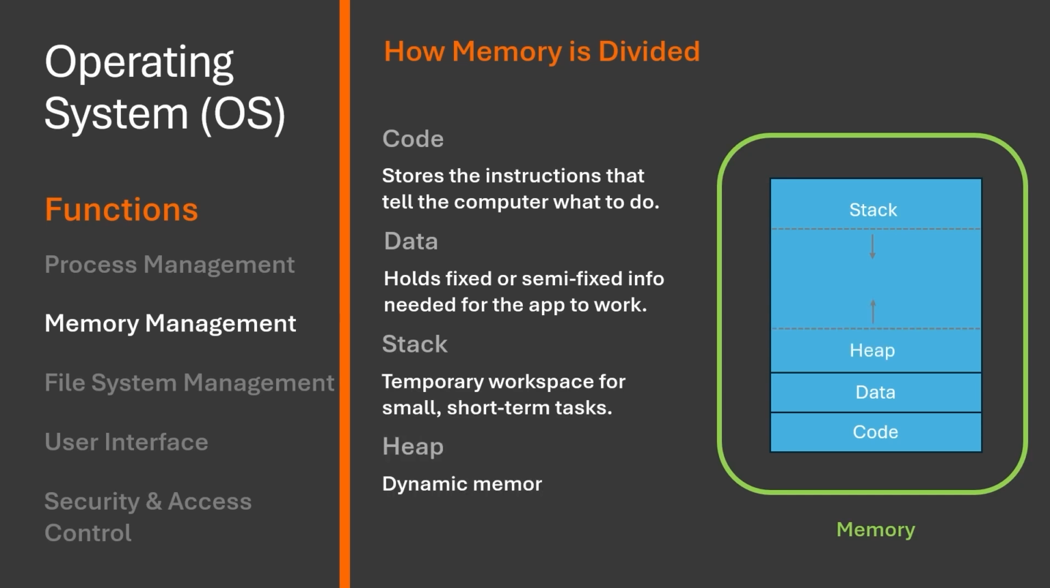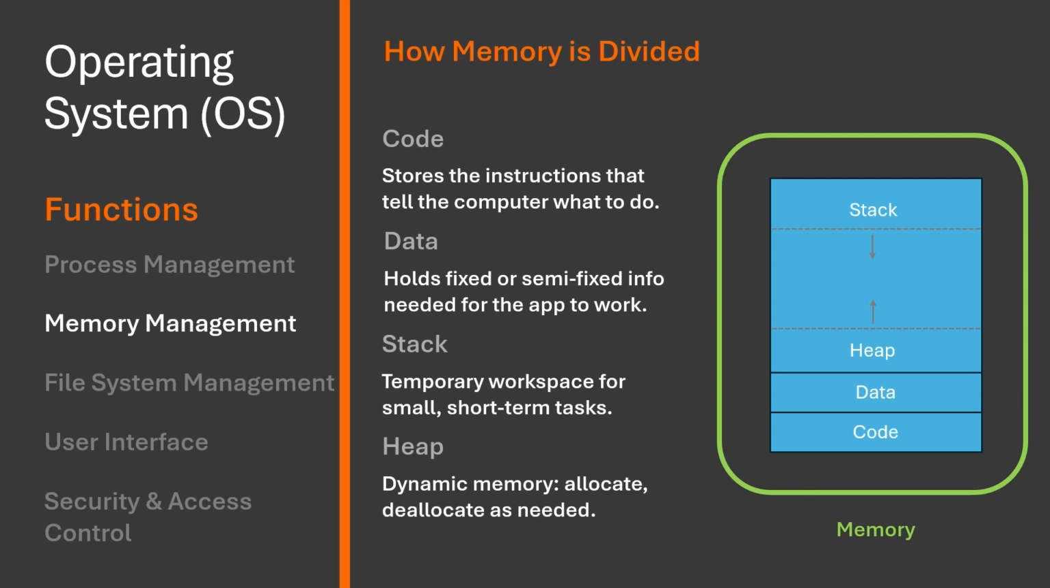The heap is a dynamic memory allocation area used for data that needs to be allocated and deallocated at runtime. Unlike the stack, this memory is not automatically cleared, it's managed as needed. So for example, the DOM or document object model of web pages, images, videos, and other dynamically created objects in Chrome are stored in the heap. The heap allows Chrome to handle many tabs and multimedia content simultaneously.